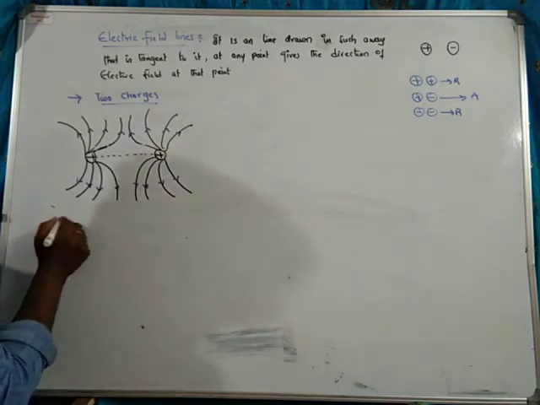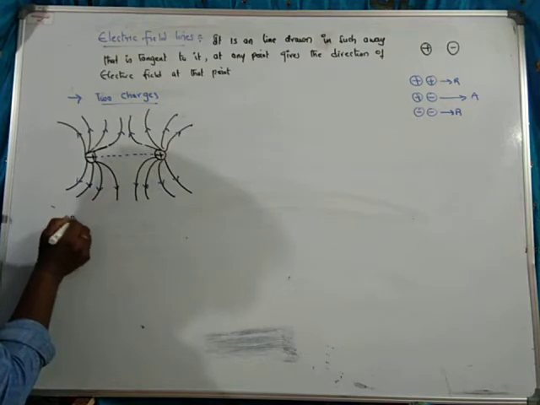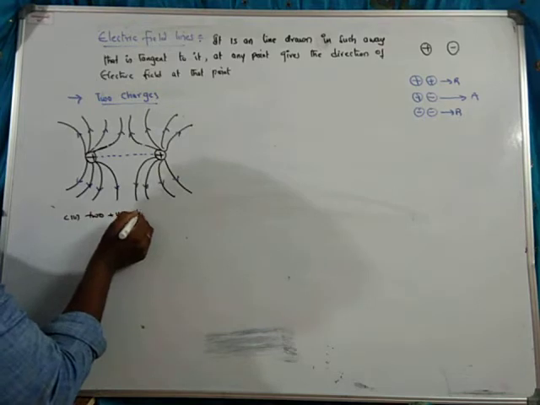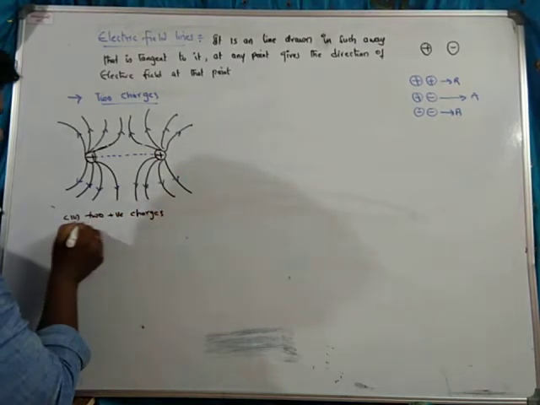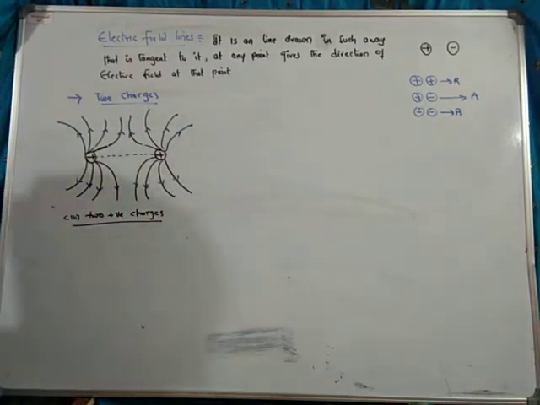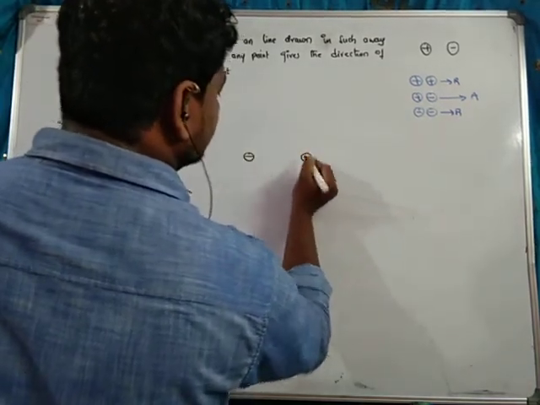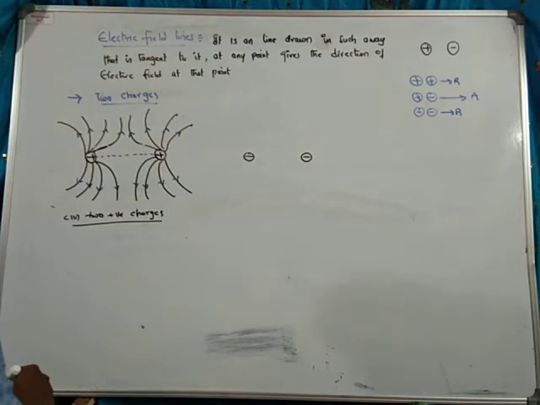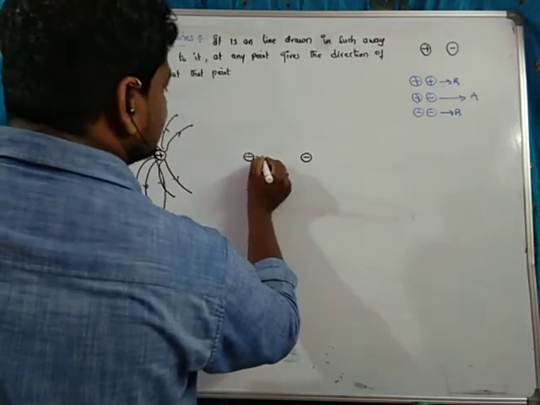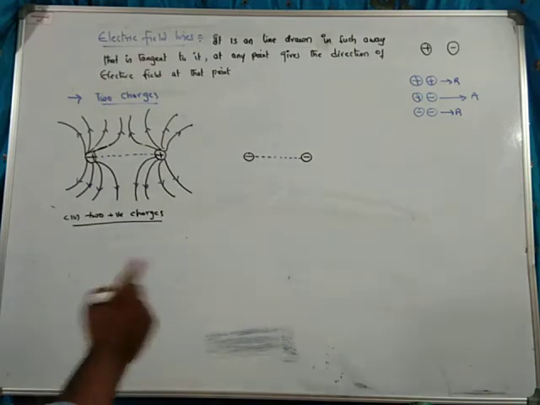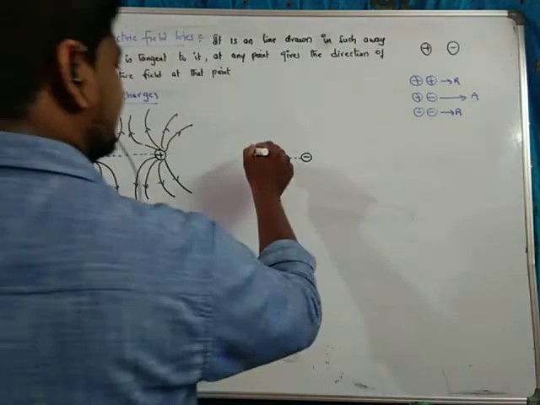So two positive charges are placed at some distance, and both will be repelled. This will be the representation of the field lines. Suppose we consider both as negative charges. If you place them at some distance r, then negative negative also repels, and we get the same field lines.